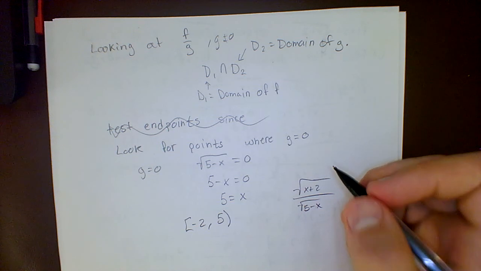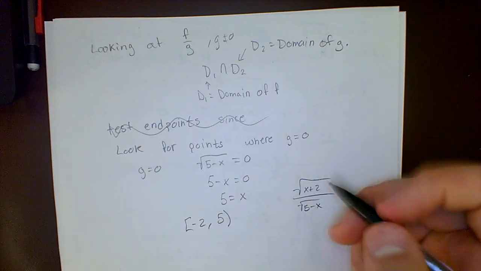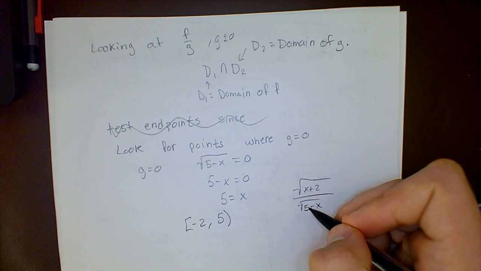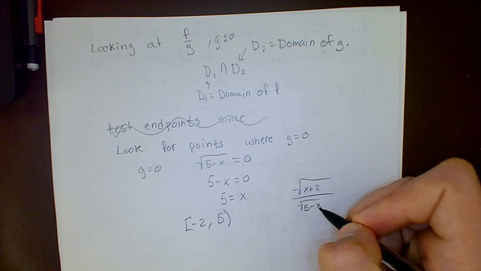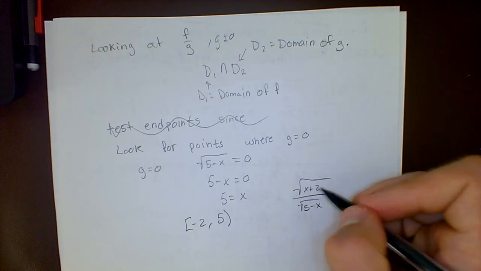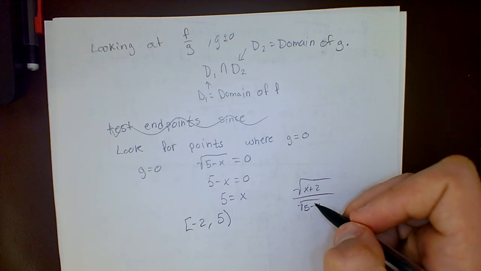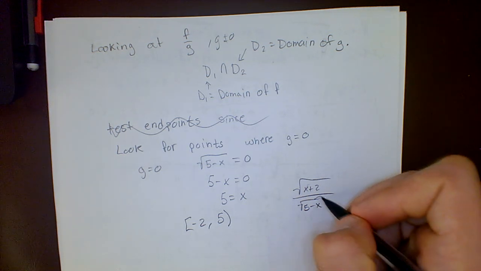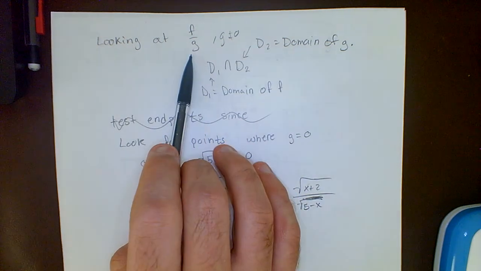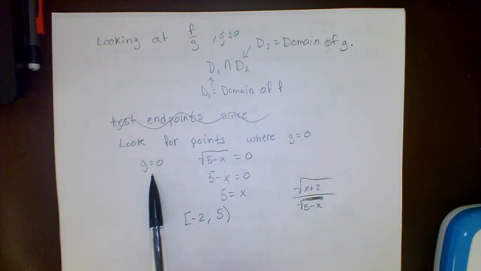So that makes sense because if I plug in a -2 here, I just get -2 plus 2, which is 0, divided by the square root of 7, which is just 0. But if I plug in a 5 here, I get 5 plus 2, which is 7, divided by 0. That doesn't make any sense. Okay? So the key is when you're looking for the domain of f divided by g, you have to consider when g is equal to 0.